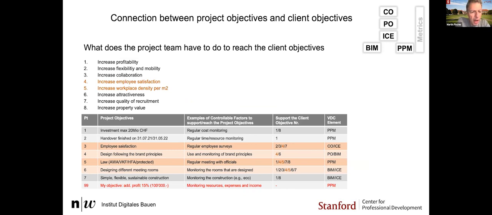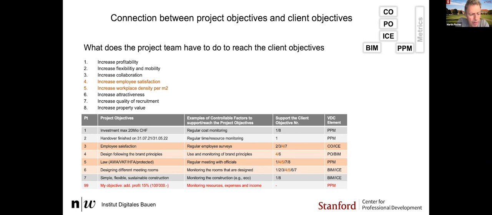And then they had to, of course, translate these client objectives to project objectives, things that the project team needed to achieve to support these client objectives. So on top are the client objectives that you just learned about, and at the bottom are the specific objectives they had for the project team, to not exceed the investment by 20 million. And in the second last column, you see the client objective that it's connected to, in terms of the number above.